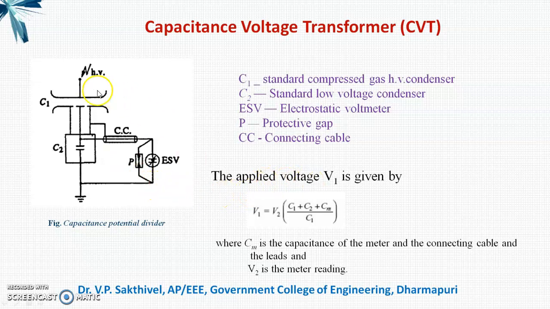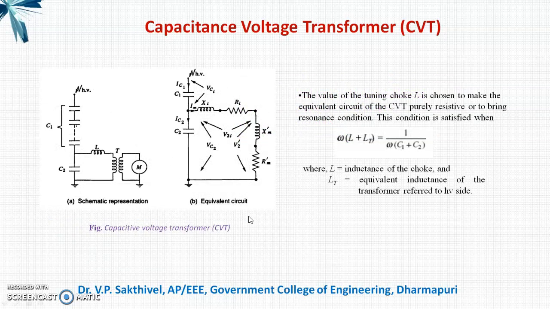And the applied high voltage is V1, which is given by V2 into C1 plus C2 plus Cm divided by C1, where Cm is nothing but the capacitance of cable and meters, leads, etc. From this, we may determine V2. V2 can be measured with the help of ESV, and from this we can find the high voltage value V1.